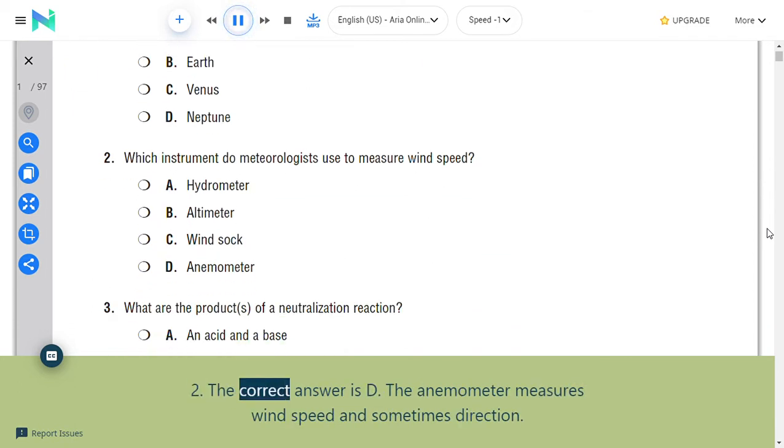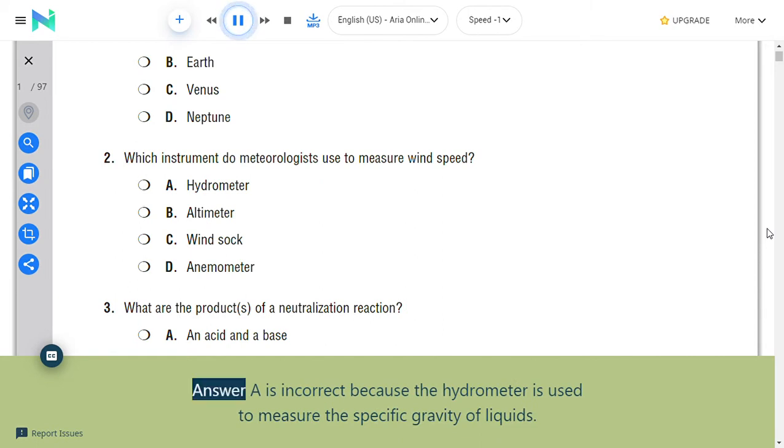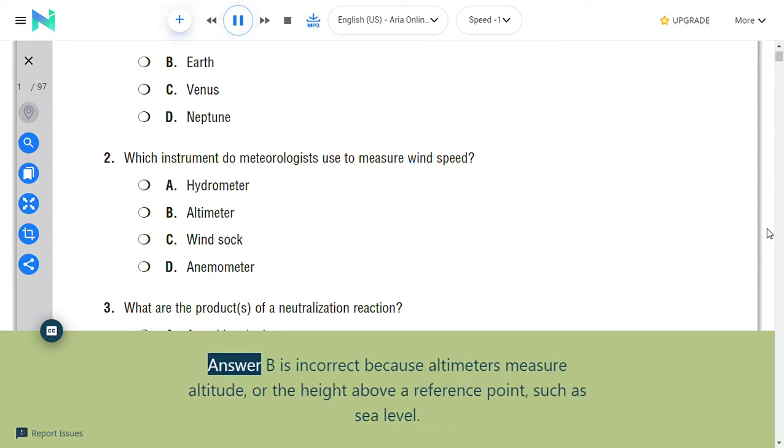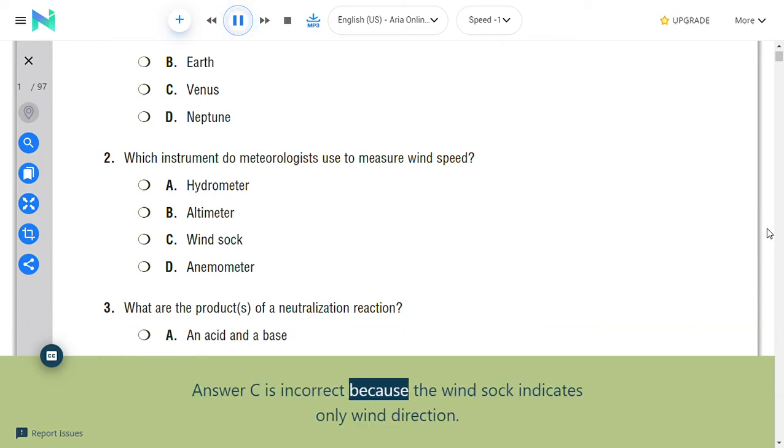2. The correct answer is D. The anemometer measures wind speed and sometimes direction. Answer A is incorrect because the hydrometer is used to measure the specific gravity of liquids. Answer B is incorrect because altimeters measure altitude, or the height above a reference point, such as sea level. Answer C is incorrect because the windsock indicates only wind direction.